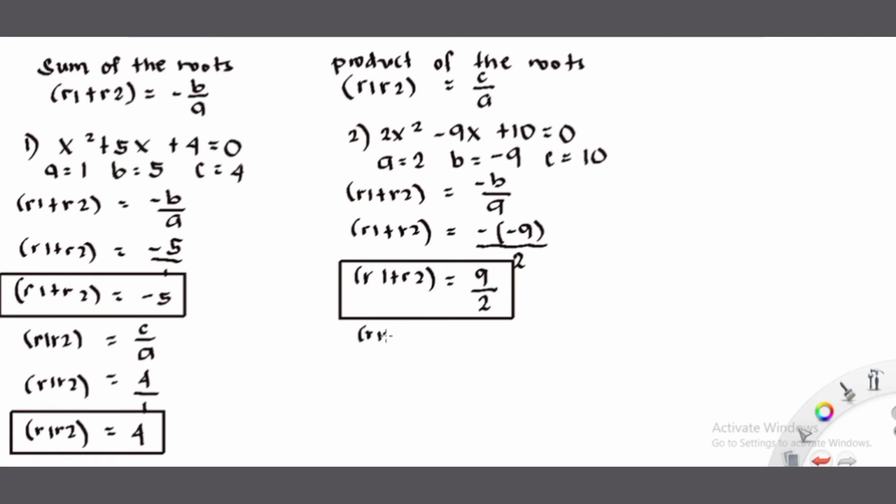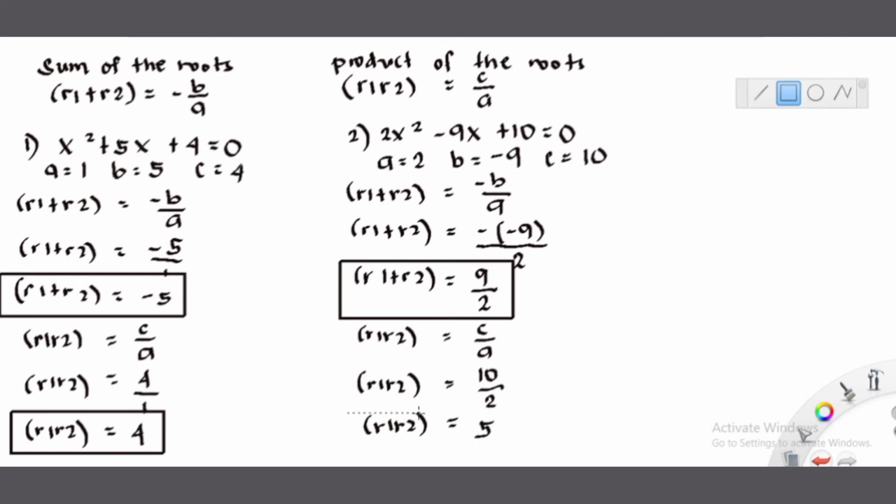Let us have the product of the roots. Root number 1 times root number 2 again is defined by C divided by A. So root number 1 times root number 2 is C, which is 10, divided by A, which is 2. Now, root number 1 times root number 2 is 10 divided by 2. That is equal to 5. So, kapag in-add daw natin ang roots ng 2x squared minus 9x plus 10 equals 0, ang sum is 9/2. At pag minultiply naman natin, the product will be 5.